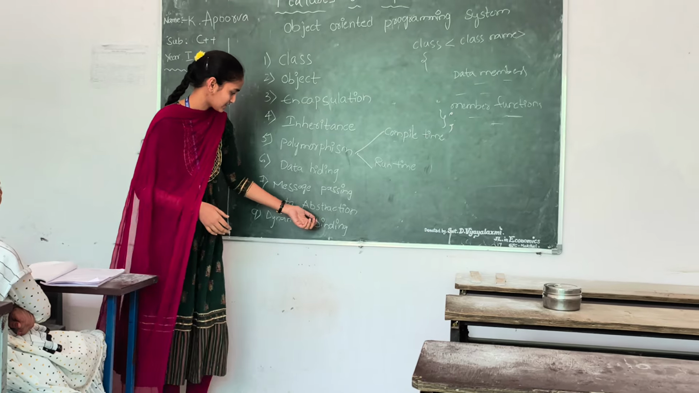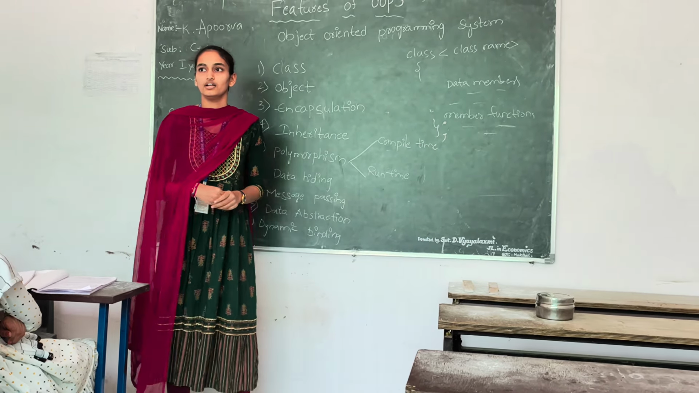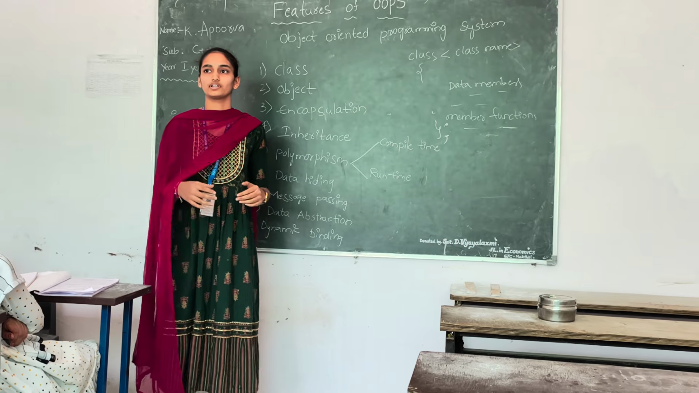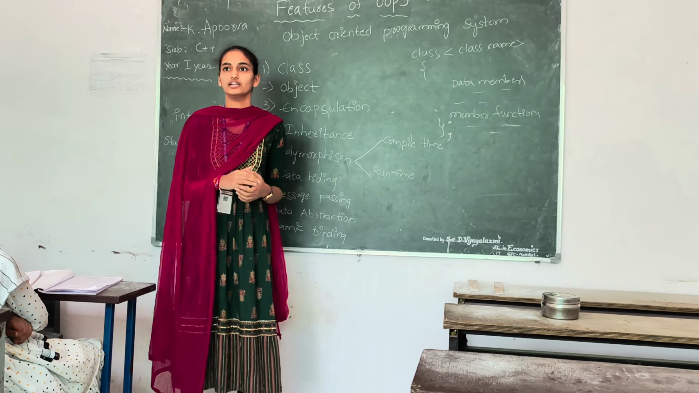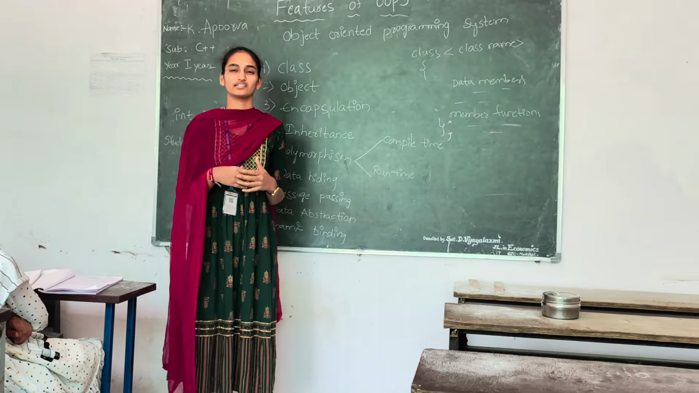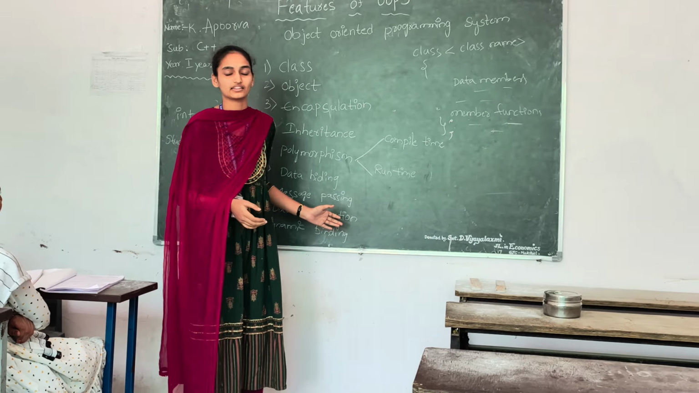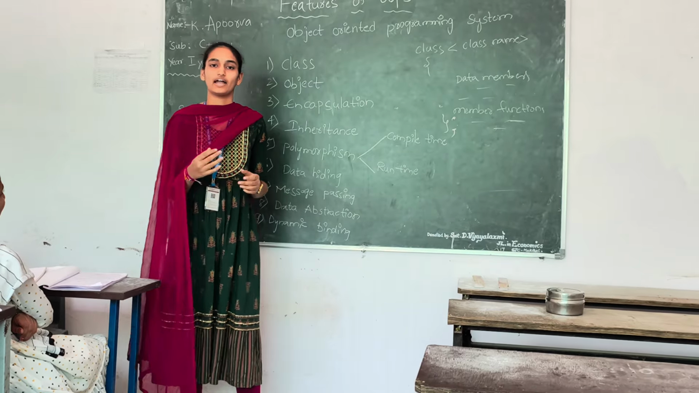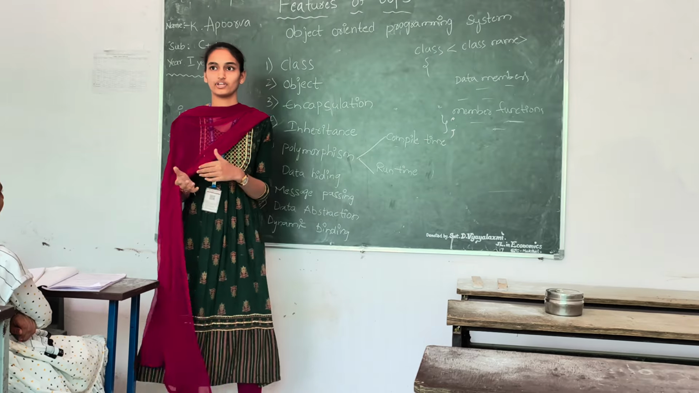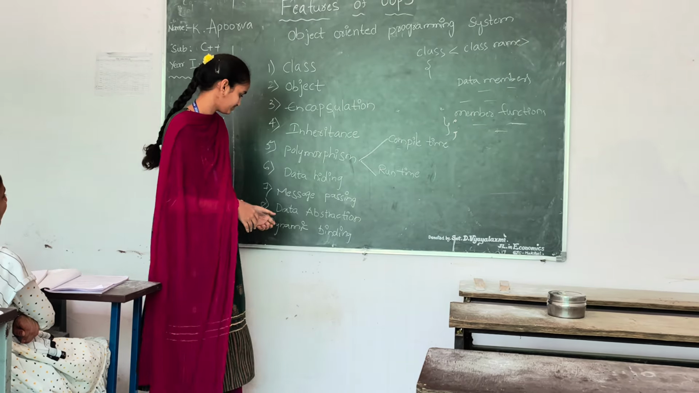Data abstraction. Data abstraction is nothing but representing the essential data without including the background details. That means representing the essential data and hiding the unnecessary data. This data abstraction is nothing but showing the essential data and hiding unnecessary data.